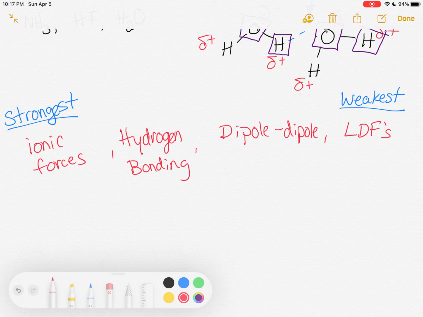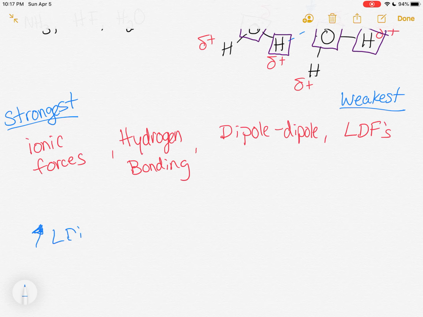Now there's one other thing about forces. We also have increased LDFs when there are more electrons. The more electrons we have, the greater chance we're going to have that unequal distribution, and so we have more LDFs when there are more electrons.